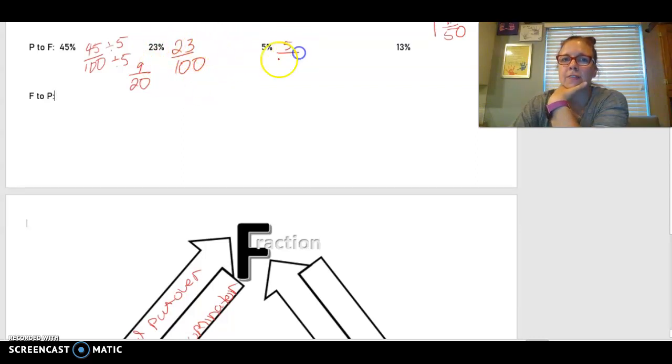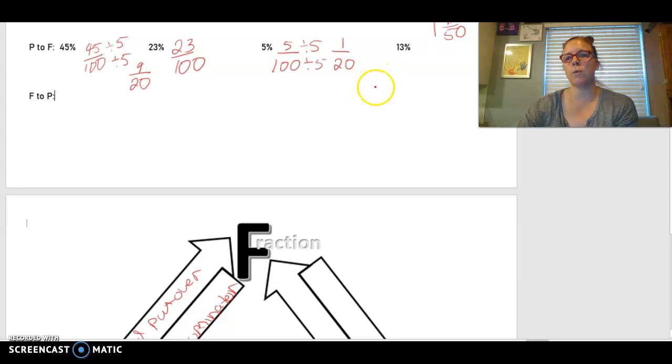This one, 5 over 100. Remember, it doesn't matter what this number is. You take away the percent and you put just the number, the 5, and it's always over 100. And then we can simplify it because 5 will go into 5 and 100. 5 goes into 100 20 times, so it'll be 1/20. 13% would be 13 over 100, and 13 is prime, so we're done because 13 won't go into 100.